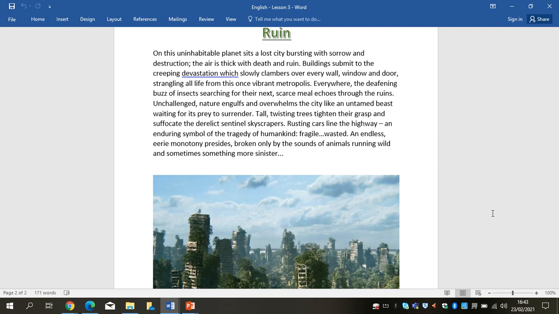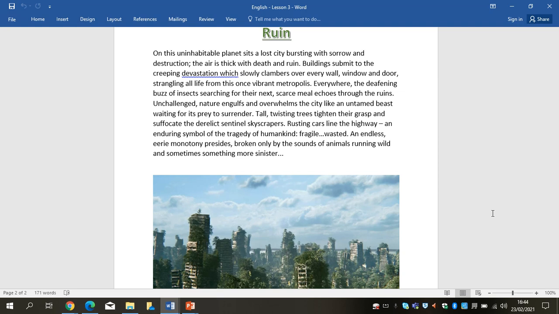Unchallenged, nature engulfs and overwhelms the city like an untamed beast waiting for its prey to surrender. Tall, twisting trees tighten their grasp and suffocate the derelict sentinel skyscrapers. Rusting cars line the highway, an enduring symbol of the tragedy of humankind. Fragile, wasted. An endless, eerie monotony presides, broken only by the sounds of animals running wild, and sometimes something more sinister.